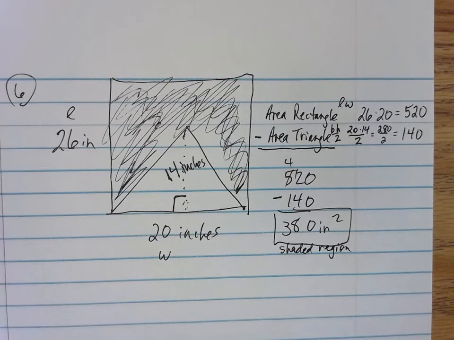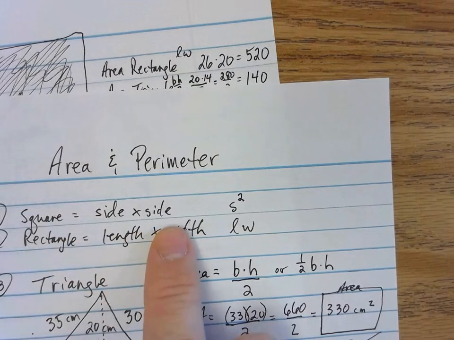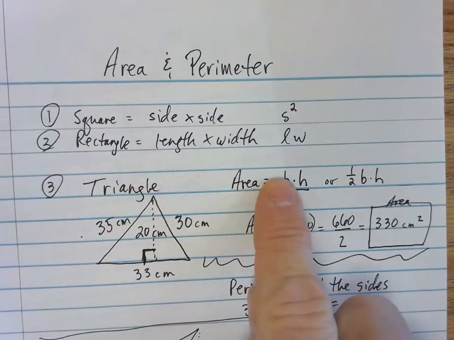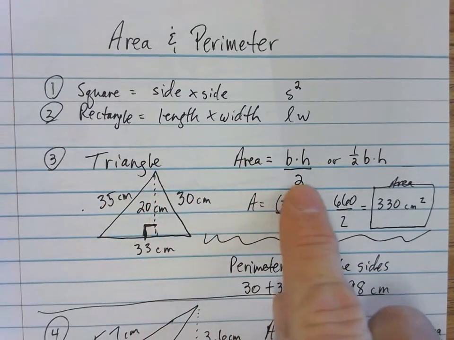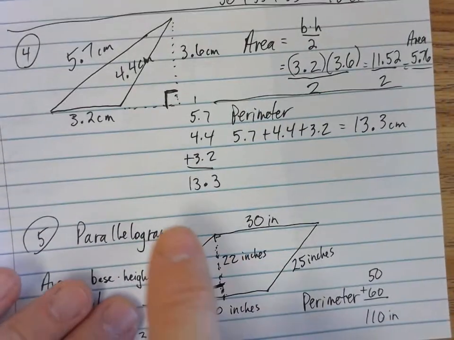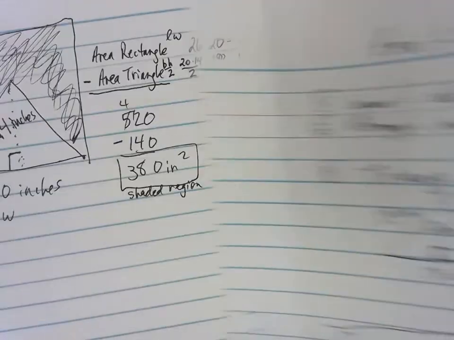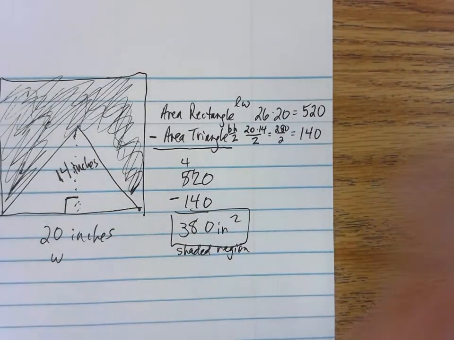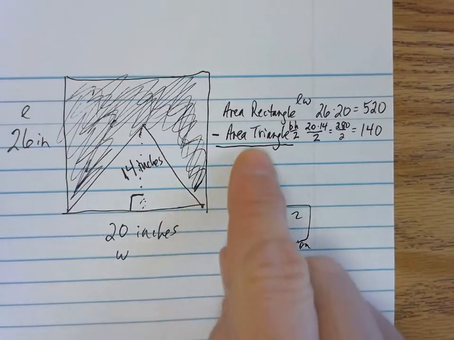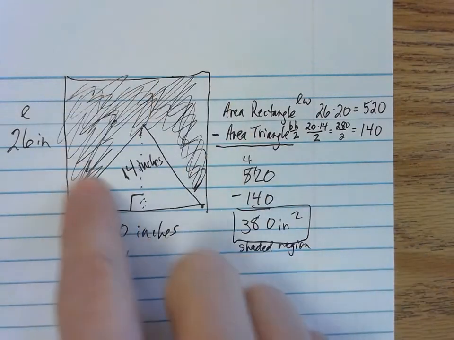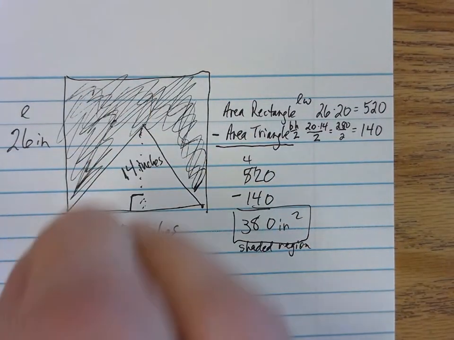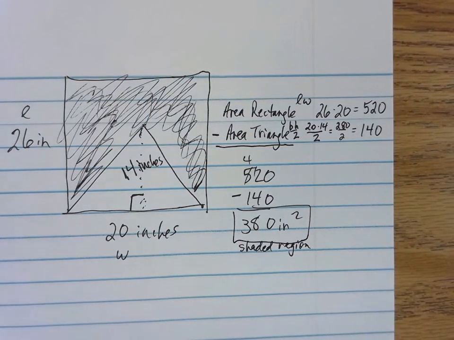All right, folks. That'll sum it up for today. So just remember the basic stuff here. Square is side times side. Rectangle is length times width. Triangle is base times height divided by 2. Parallelograms are basic base times height, very similar to the rectangle. And then if you get some of these, of course, asking for the shaded region, take your area of the big part and then subtract away the area of the little part, and you'll have what's left over in the shaded region.